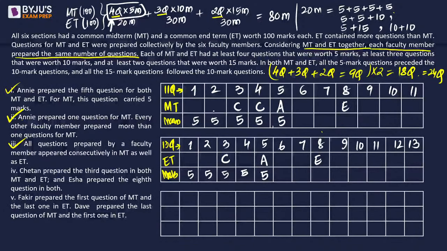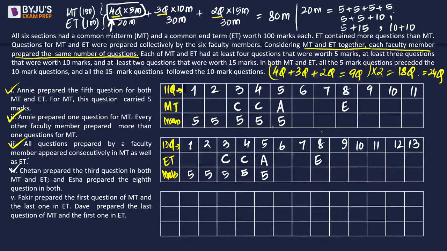Because अगर C is at 2 suppose, consecutive होना है ना, तो 4 पे कौन होगा? We can't put A क्योंकि A अकेला है MT में. And if I put B, then B will not be consecutive. So the only possibility where C can go is 4. This is going to be true for your ET exam as well. So we are going to have CC and AA. Right? I hope this part is clear so far.